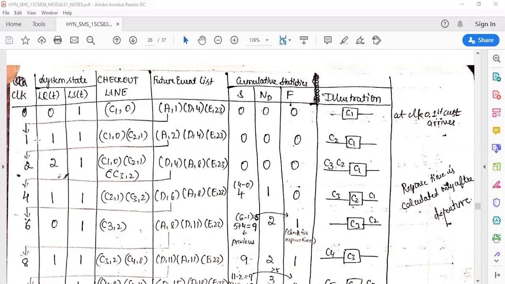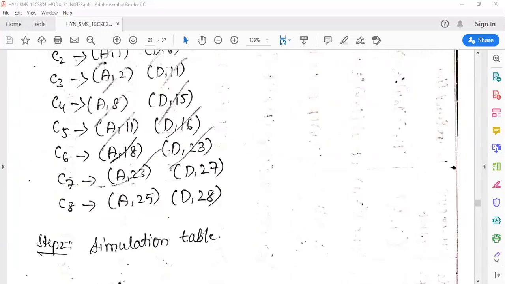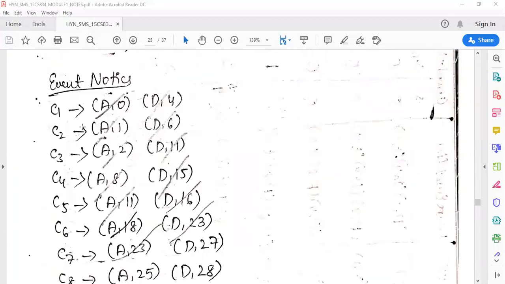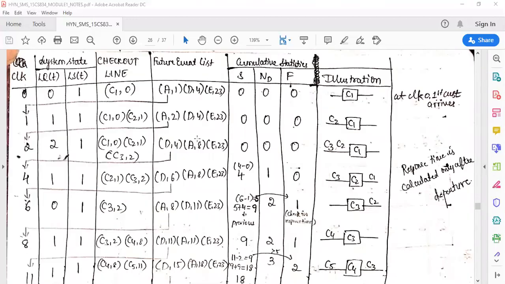So 0 to 1, right? What type of event is it? It is an arrival event, arrival at 1, right? Who is coming at 1? Customer 2 is coming, right? When the first customer goes, the first customer will go at 4, right? So the second customer has arrived. As soon as you write the clock, you have to come and write the illustration. C1 is there in the system, C2 has come now, right? So that is the arrival of the second customer.